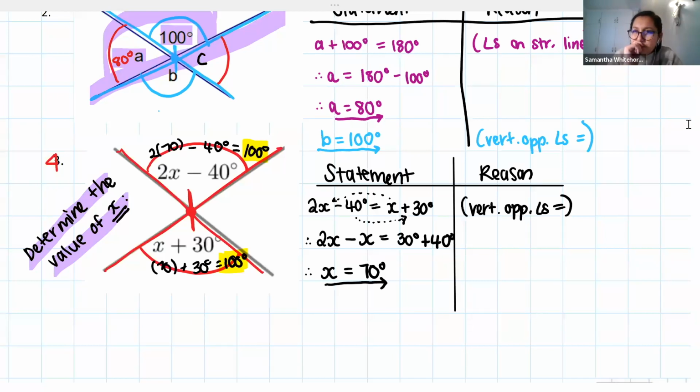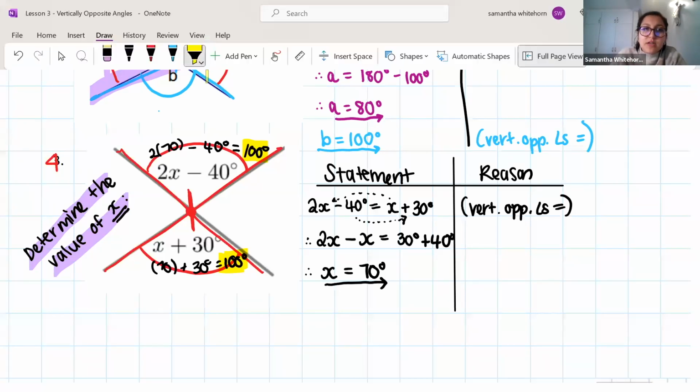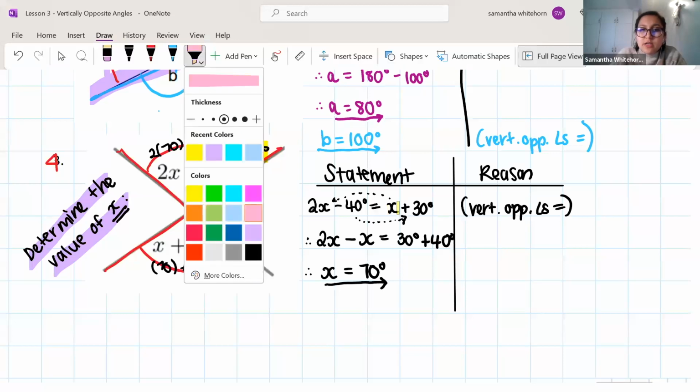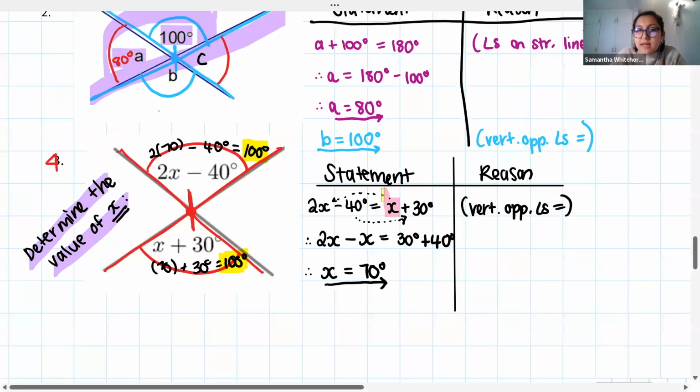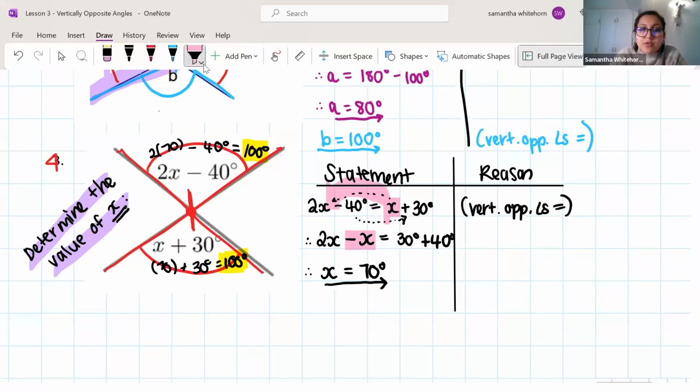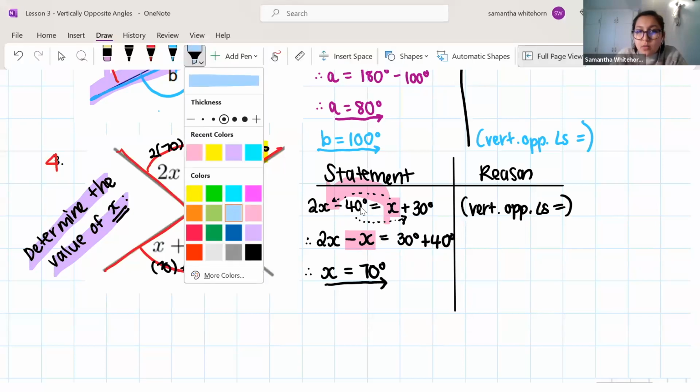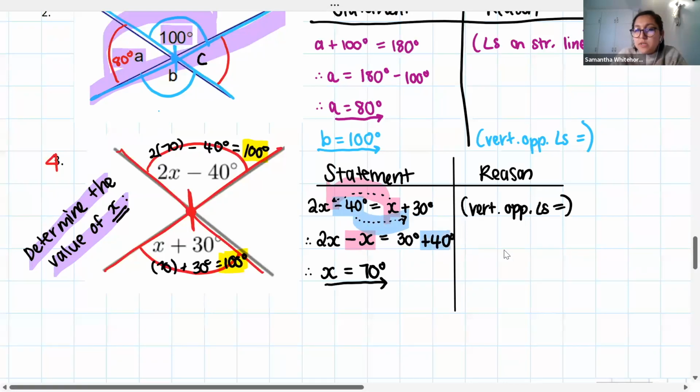I wanted to ask why we're subtracting the 2x minus x. Okay, so remember, it's all because of inverse operations. If we look at the equation, x is on the right, I want to bring it over to the left. In order to do that, I have to do the inverse. It was plus x, the opposite is now minus x. So I always have to use inverse operations. The same goes with the 40. So it was minus 40. When I bring it over, it became plus 40. Okay, ma'am. Good.